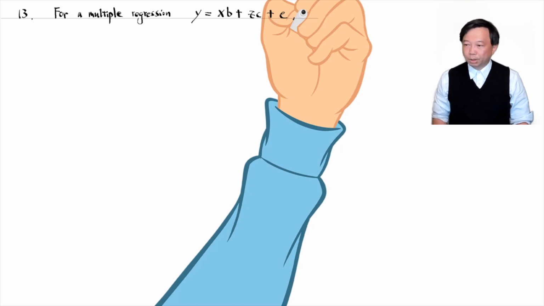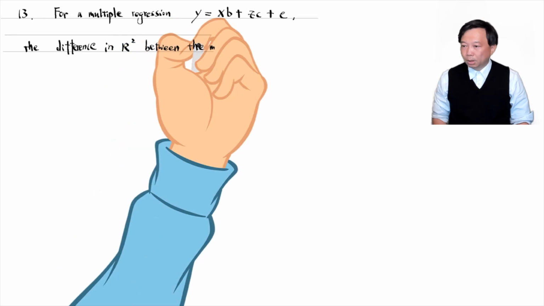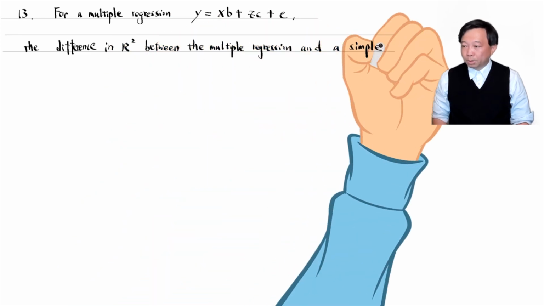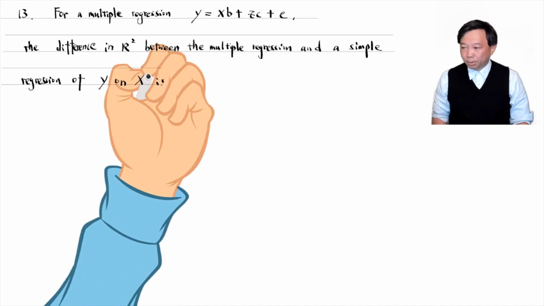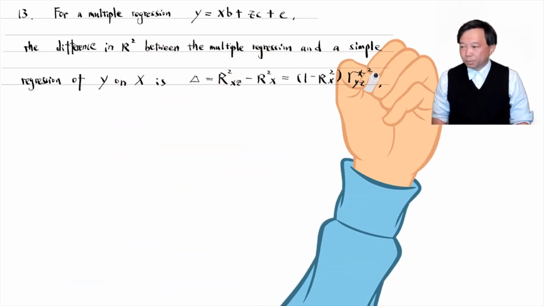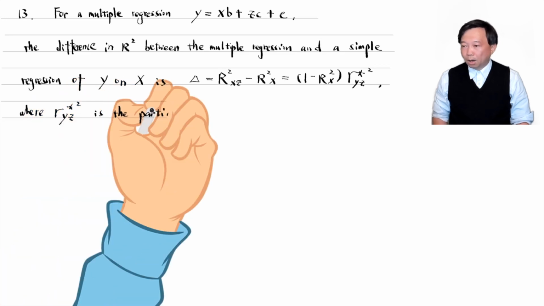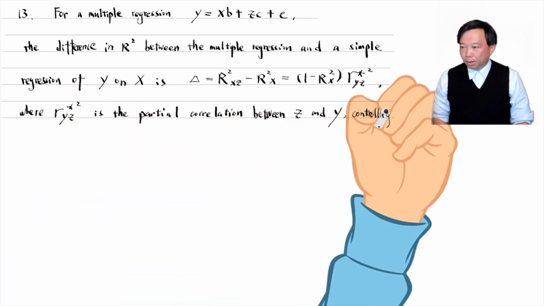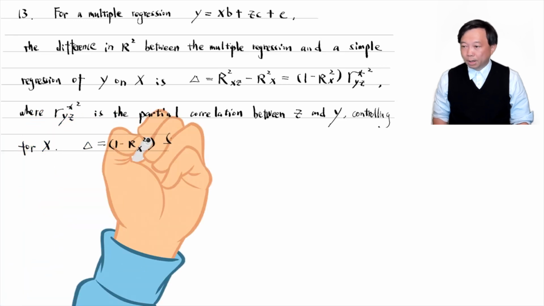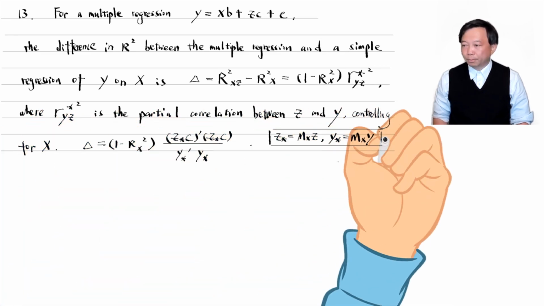According to equation 331 in the textbook, the difference in the r-squared between the multiple regression and the simple regression, delta, is as follows. The lowercase r star squared is the partial correlation between z and y, controlling for x. It can be further written in terms of z star and y star. Z star is the residual from the regression of z on x, and y star is the residual from the regression of y on x.